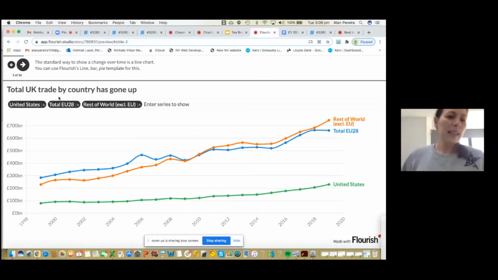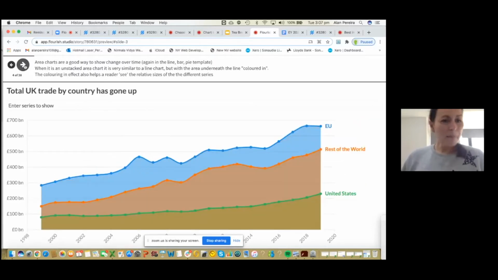So this data set is UK trade, so it's all the UK's trade with other countries. So this is the first example line chart, just showing how the UK trades with different groups or categories of countries, so the rest of the world, total EU and United States over time. That's your basic line chart. But area charts are also a good way to show change over time. And again, this is an area chart as an option in the Flourish line bar pie template.